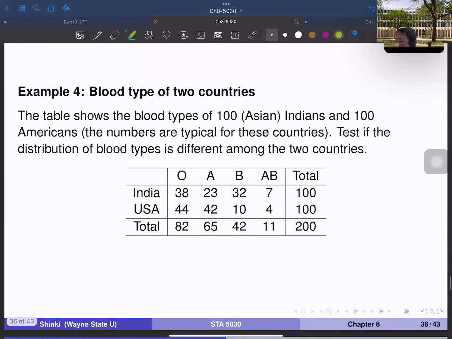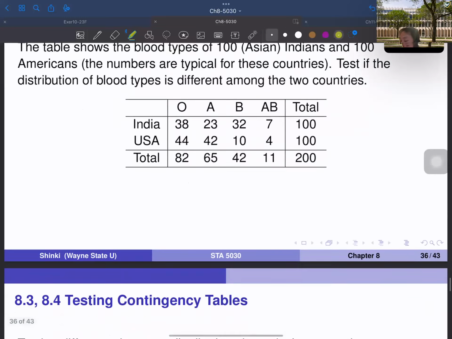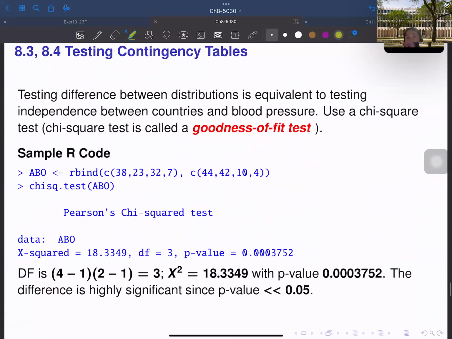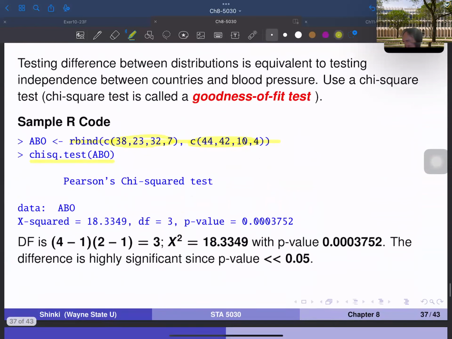And we want to test this. Suppose that we only have 100 observations from each country, and we have observed this table. In this case, we don't have the data ready in our session, so we first have to define a matrix. The first row vector is for India, and the second row vector is for the United States. And we do the chi-square test.